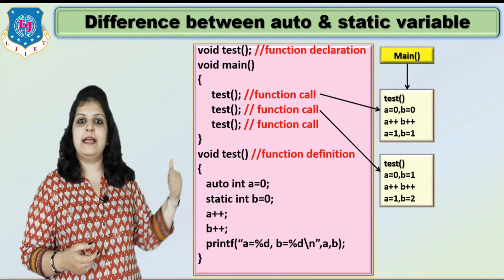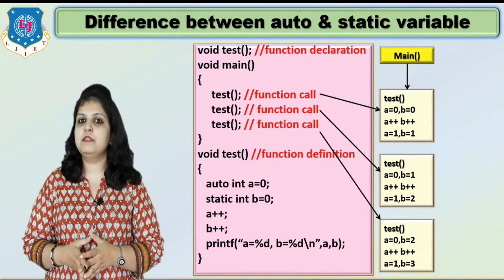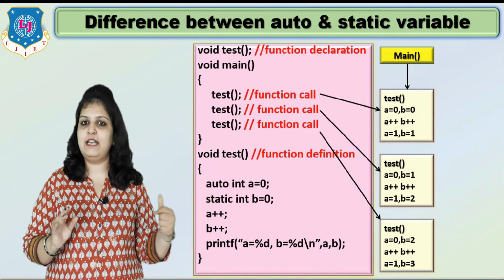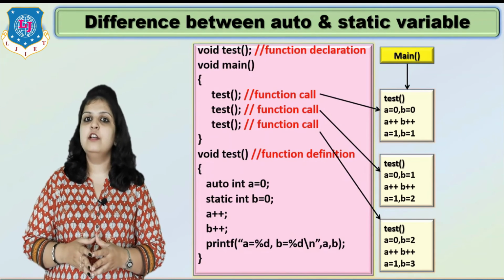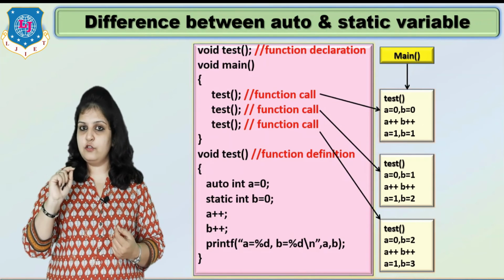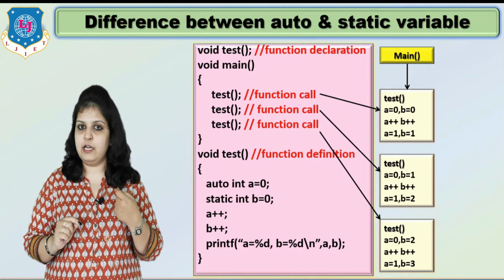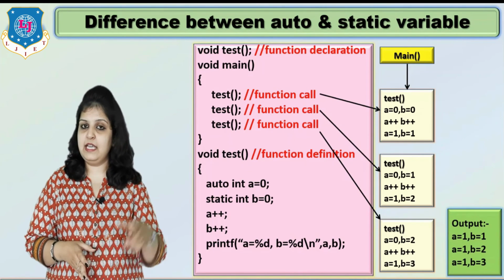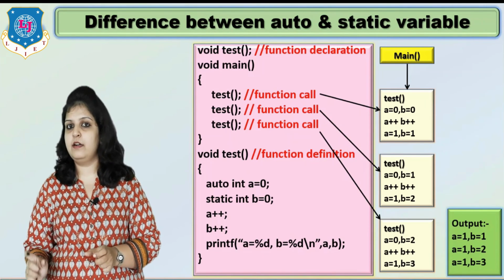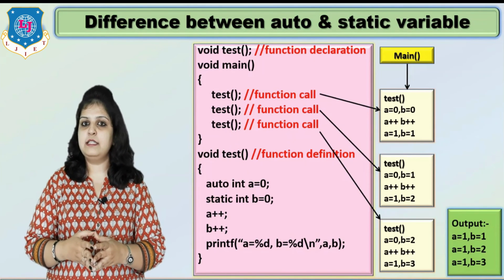Now again move to the next statement. Again we are calling the same function. So again a becomes 0 because it is an automatic variable and every time the value will be destroyed, starting with initialization. So again a becomes 1, but b takes the previous updated value, which is 2. So b plus plus means 2 plus 1, so b becomes 3 here. So our final output is that a is 1 every time, but b is 1 the first time, 2 the second time and 3 the third time. So this is the difference between an automatic variable and a static variable.